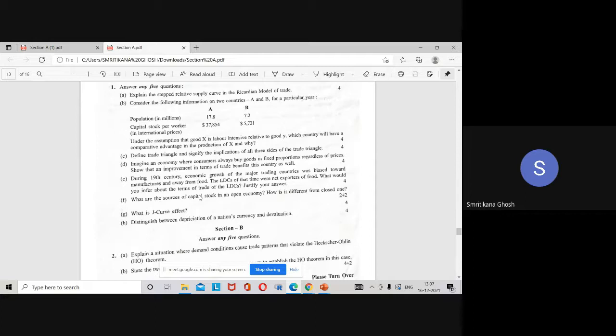So the LDCs, they are net exporters of food, so they are the exporters. So the price of their commodity will increase. So as an exporter, they will get the benefit. On the other hand, if they are exporting food, that means they are importing manufacturing goods, and the rest of the world is having the development for the manufacturing goods. So they are producing a lot of the manufacturing goods.